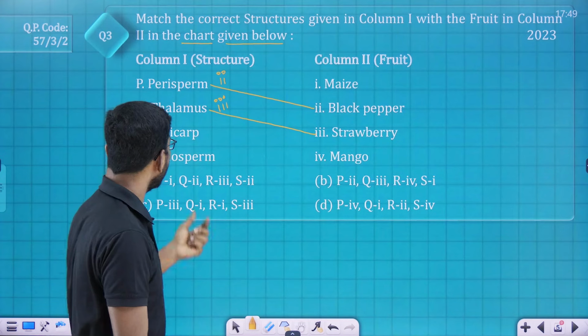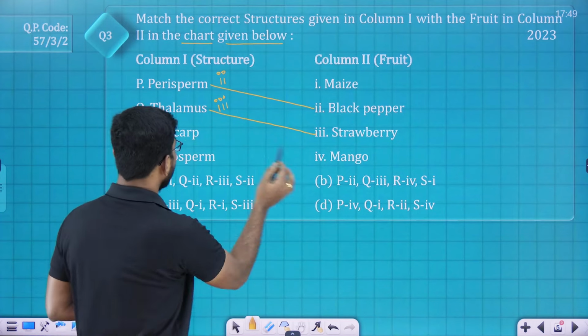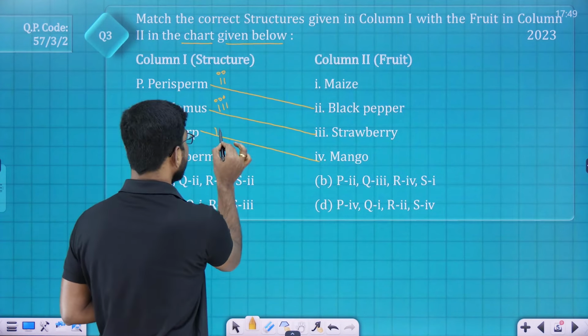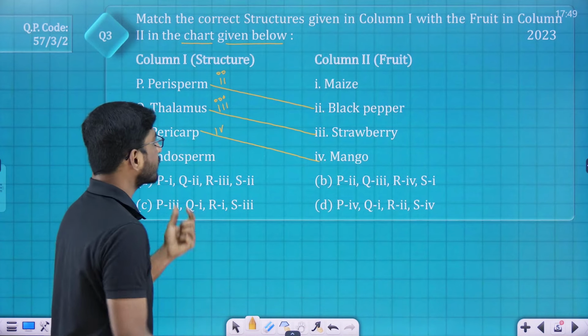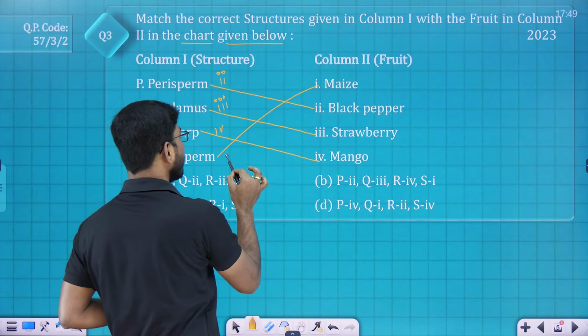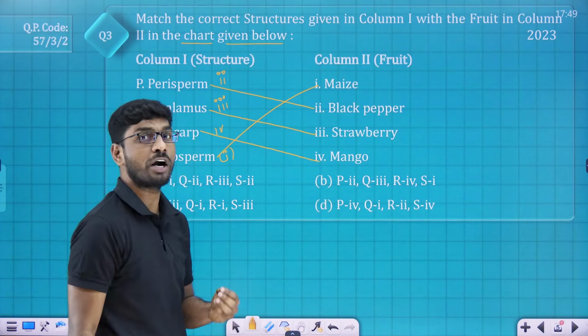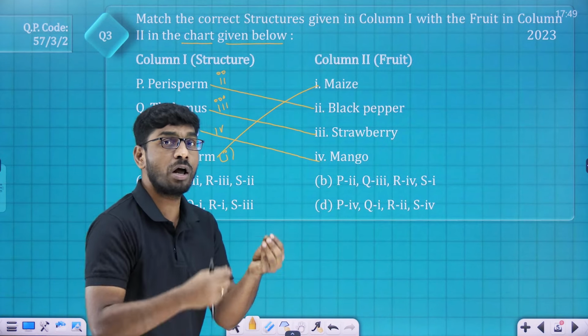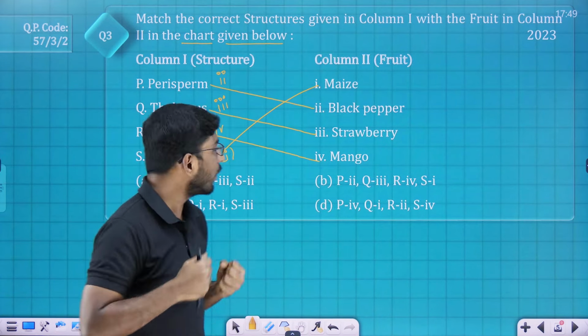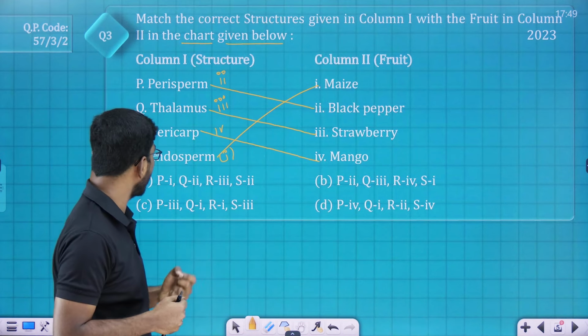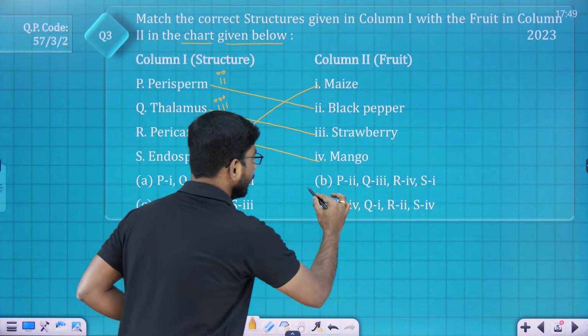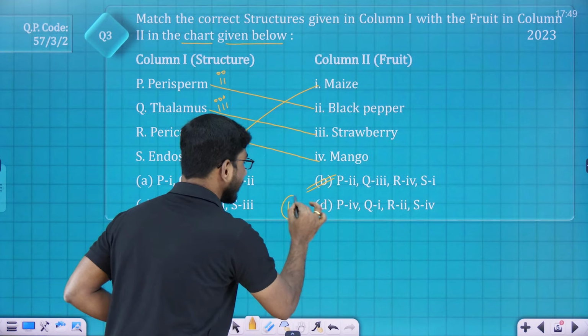Fruit wall. So I'm writing pericarp. Mango, pericarp. It is a true fruit. Endosperm, maize. Maize is a monocot, endospermic. It is also called albuminous. So what is the correct answer? 2, 3, 4, 1. Option B is the correct answer.